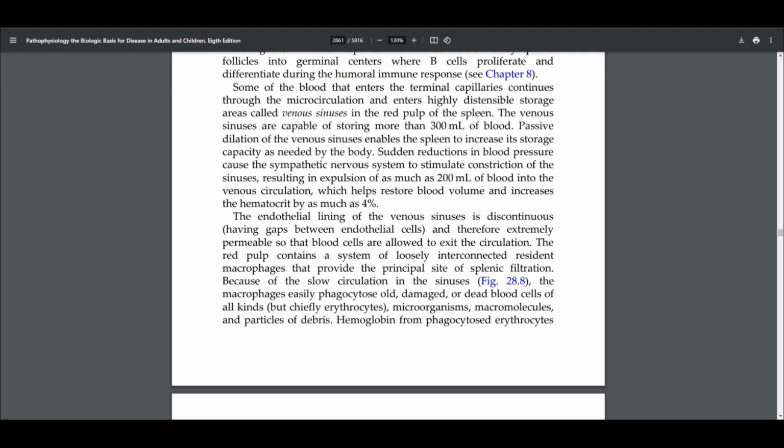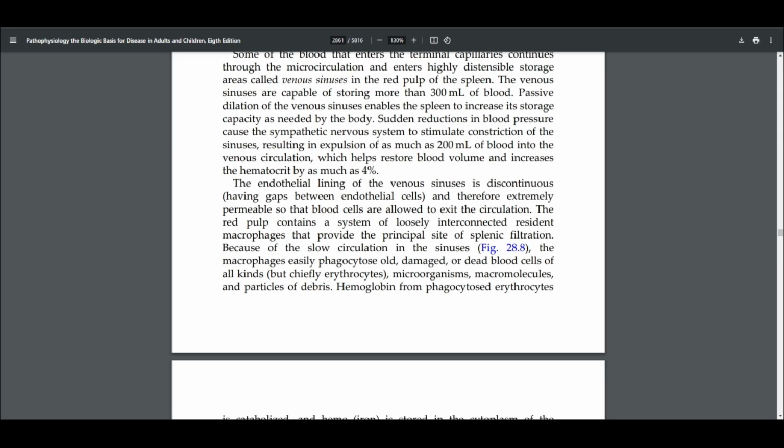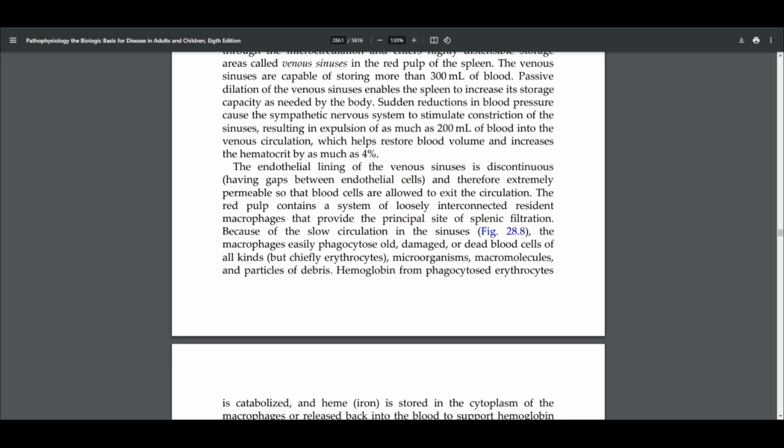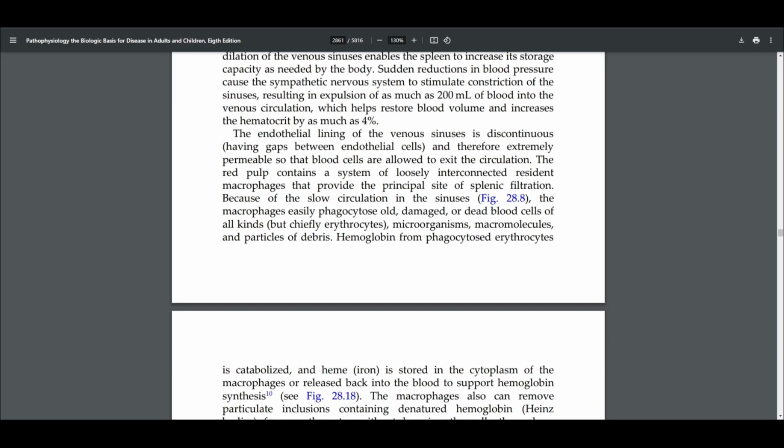Sudden reduction in blood pressure causes the sympathetic nervous system to stimulate constriction of the sinuses, resulting in an expulsion of as much as 200 ml of blood into the venous circulation, which helps restore blood volume and increase the hematocrit by as much as 4%.